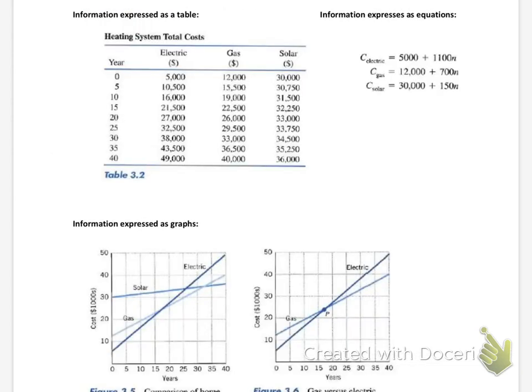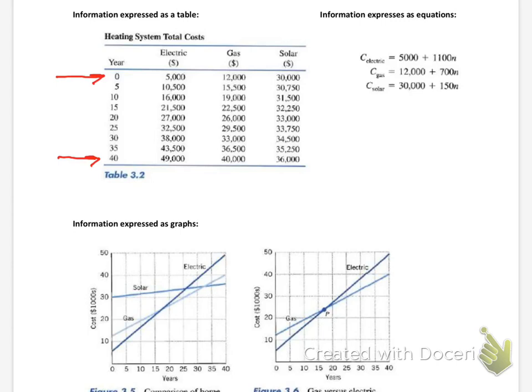Okay, presenting our information in a table gives us some interesting insights. So you can see, as expected, in year 0, you're just paying your installation charges, and you can see that solar is quite expensive. But now let's jump ahead to year 40. In year 40, electric is $49,000, gas is less at $40,000, and solar is even less at $36,000. So the question is, where do these three different costs cross?